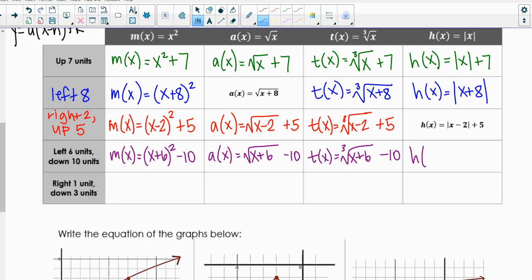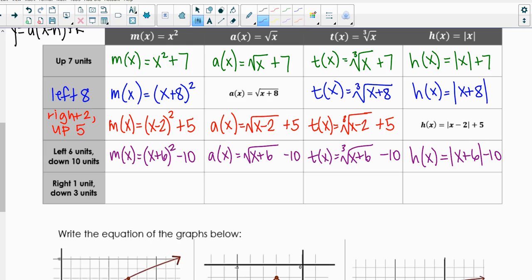And h of x would be the absolute value of x minus, nope, just kidding, x plus 6 minus 10. So I was a little ahead of myself with the minus. Okay, so all of those are saying we're going left 6 units and down 10 units. And then according to the parent function, once you had your critical point, your critical point is going to be the exact same no matter what parent function you're dealing with. It's really then launching into the next points. That's what's going to determine your graph.